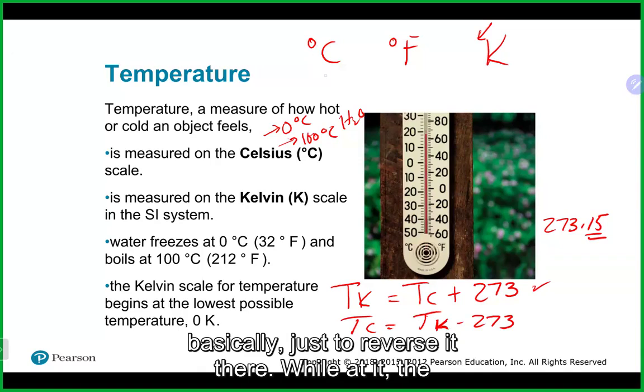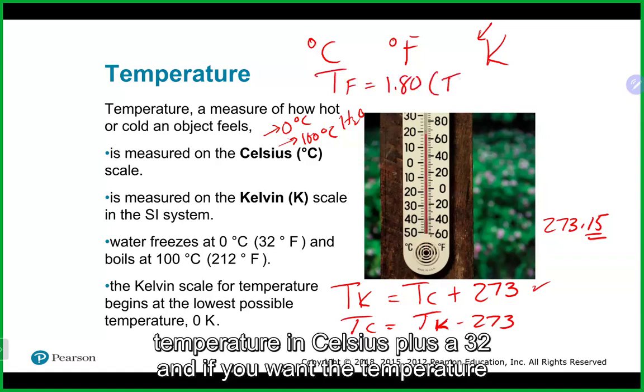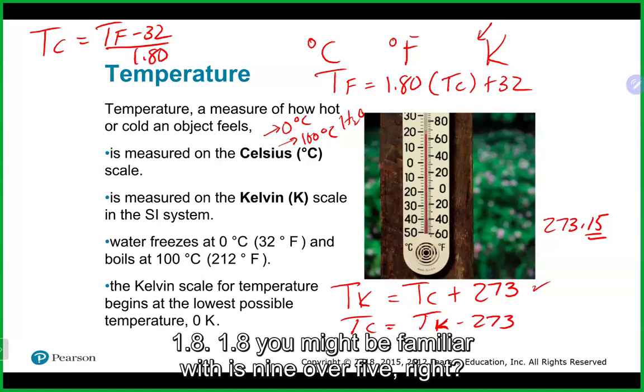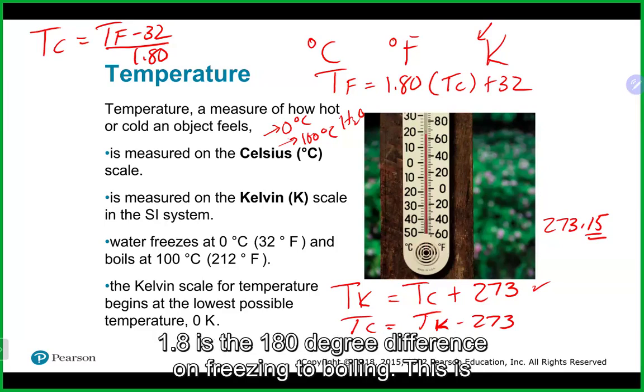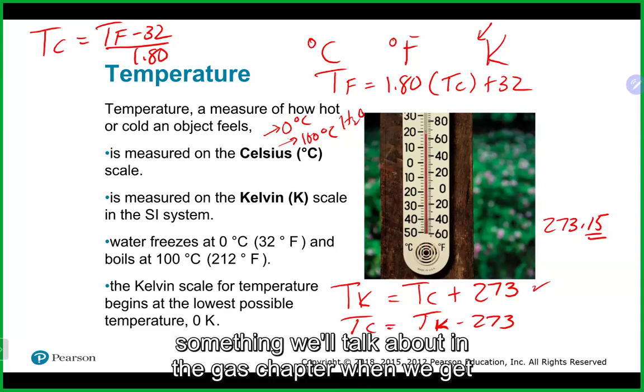While we're at it, the temperature in Fahrenheit is equal to 1.8 times the temperature in Celsius plus 32. And if you want the temperature in Celsius, it is the temperature in Fahrenheit minus 32, divided by 1.8. 1.8 you might be familiar with as 9/5, right? The fraction maybe you learned as well, same deal. By the way, 1.8 is the 180-degree difference from freezing to boiling. This is where that 1.8 actually comes from. And 273 comes from something we'll talk about in the gas chapter when we get there as well.